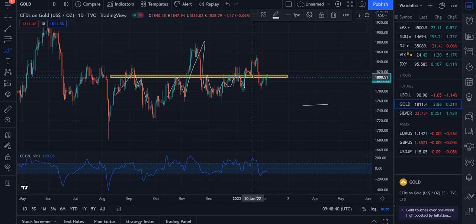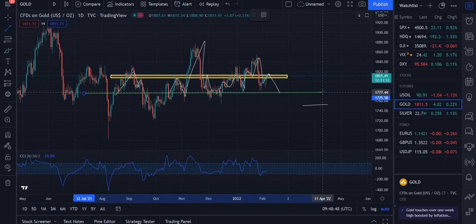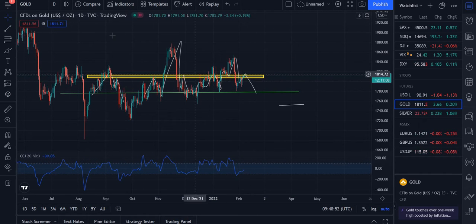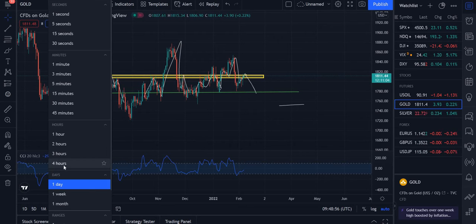Here acted as a support, and now what could happen here again is a trend down to the 17, 18, 80 levels. So this is the short or the trade that I'm looking out for.